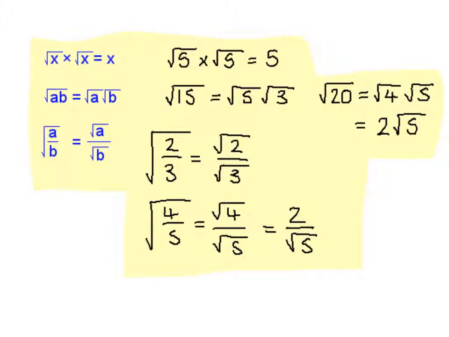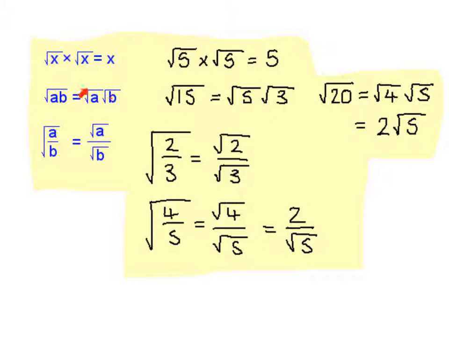Now another surd rule that we have is root ab equals root a multiplied by root b. So here's an example, root 15. And the factors of 15 are 5 and 3. So 5 multiplied by 3 is 15. So root 15 can be rewritten as root 5 root 3.